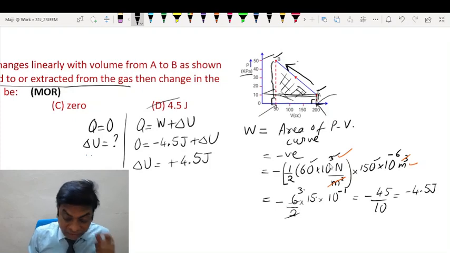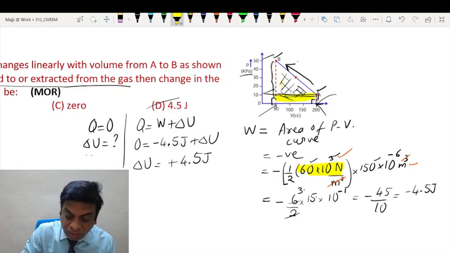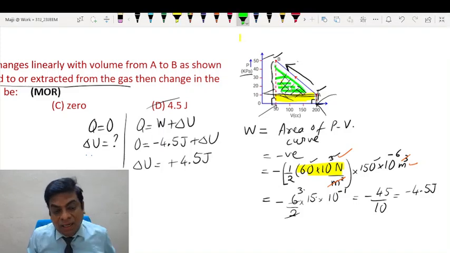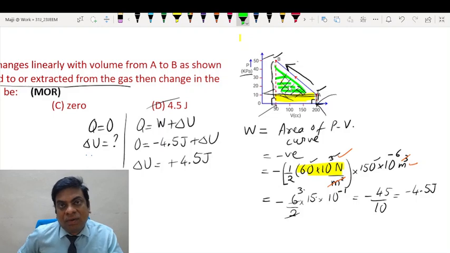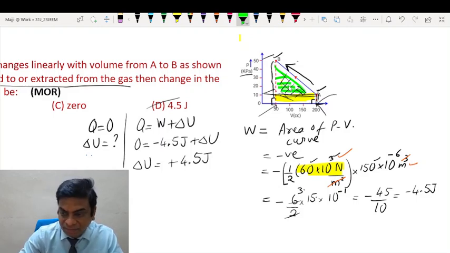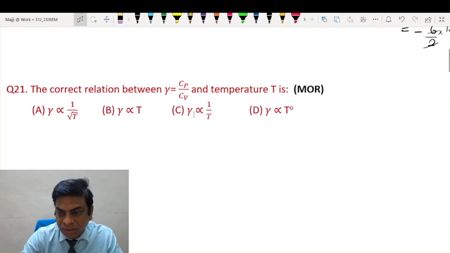Now suppose, students, in the exam hall you forget the area of a trapezium. Then the trick is to divide this into a suitable number of rectangles or triangles. Squares, rectangles, triangles, you can divide this. And hopefully you know the formula for a triangle and a rectangle, isn't it? So accordingly you can find the total area as the area of individual rectangles and triangles. Right, moving on to the next question.